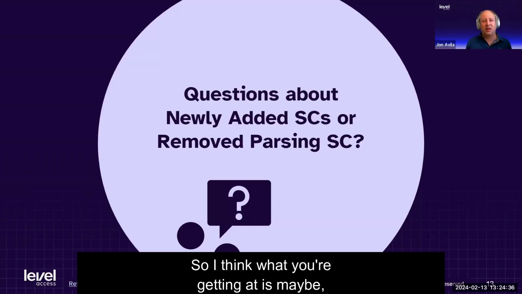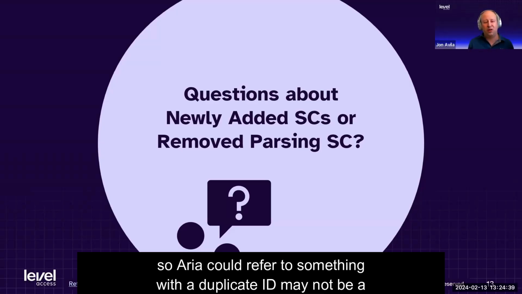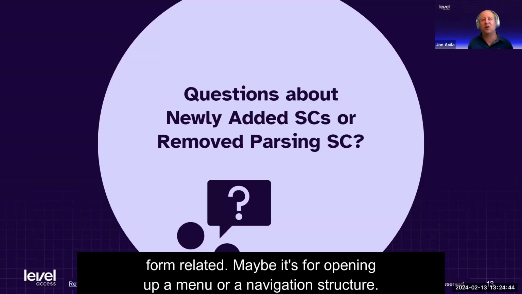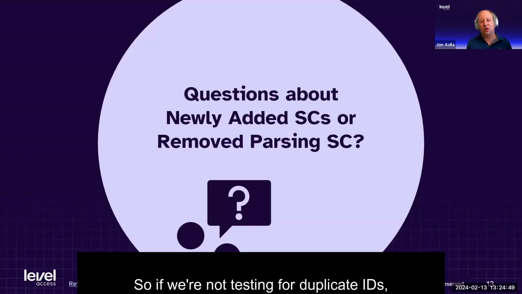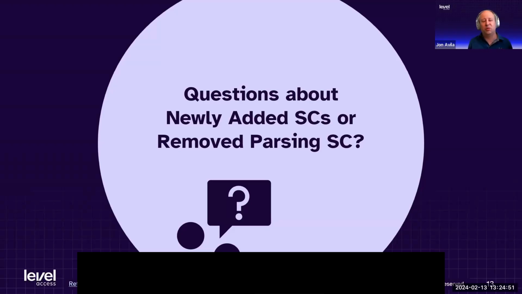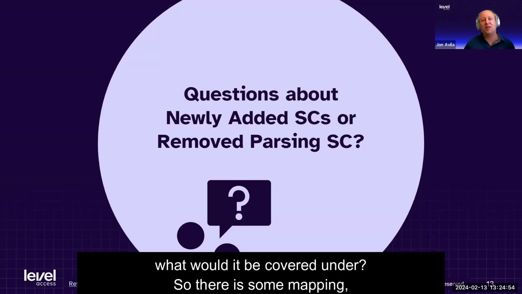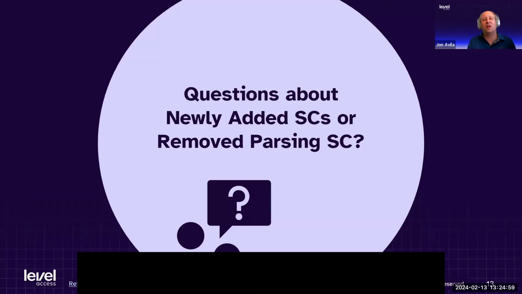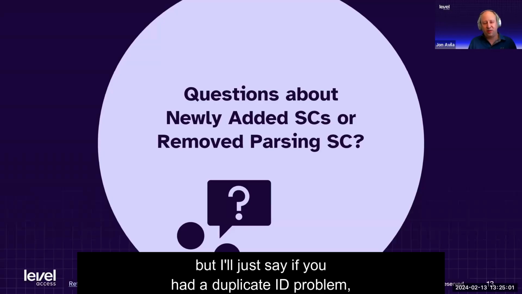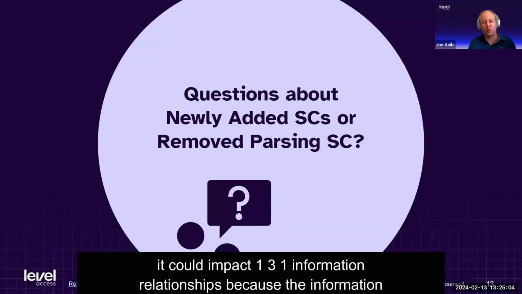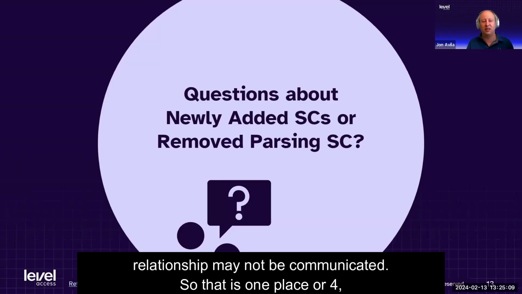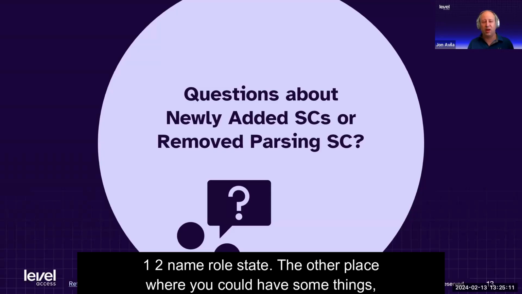So I think what you're getting at is maybe ARIA could refer to something with a duplicate ID, which may not be form related. Maybe it's for opening up a menu or a navigation structure. So if we're not testing for duplicate IDs, what would it be covered under? So there are some mappings. I'm not going to go into a ton of detail, but if you had a duplicate ID problem, it could impact 1.3.1 information and relationships because the information relationship may not be communicated. So that is one place, or 4.1.2 name, role, state.